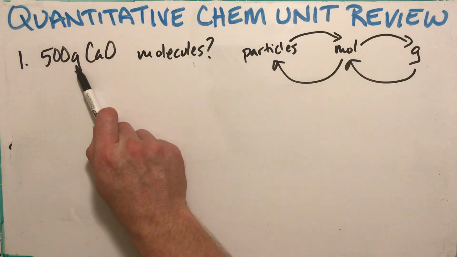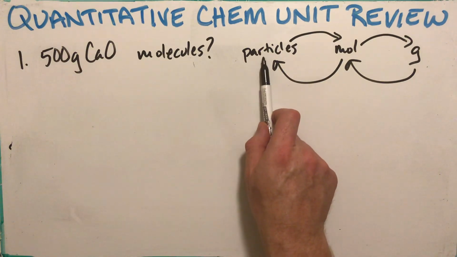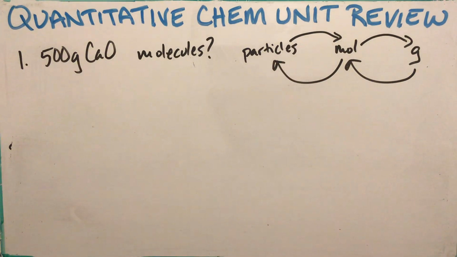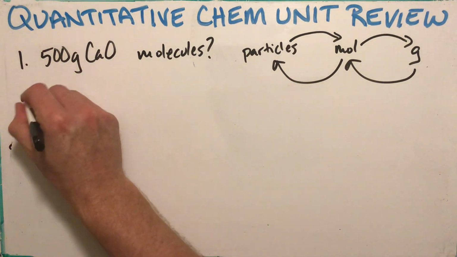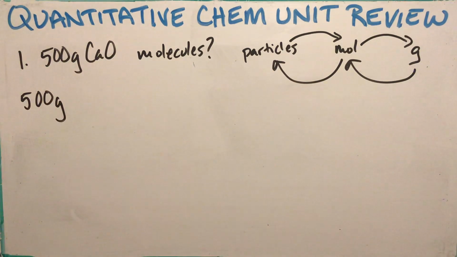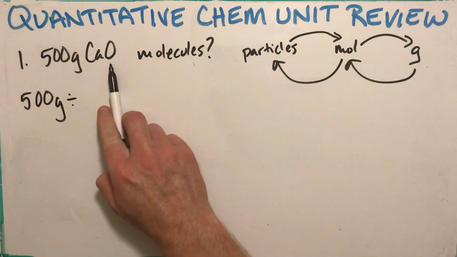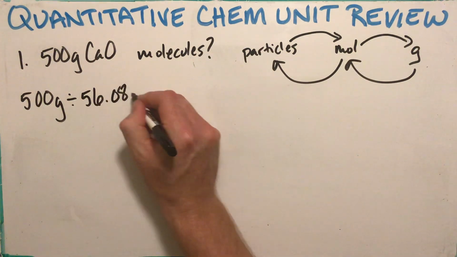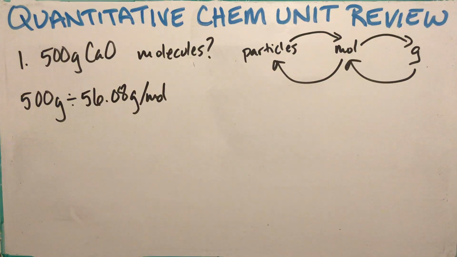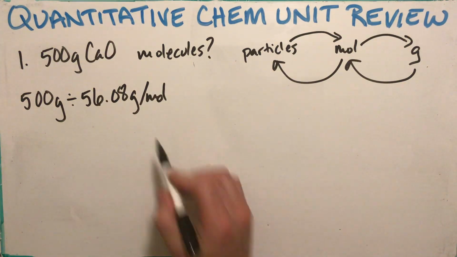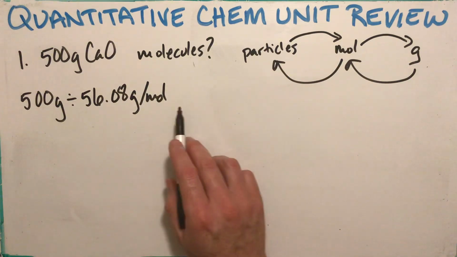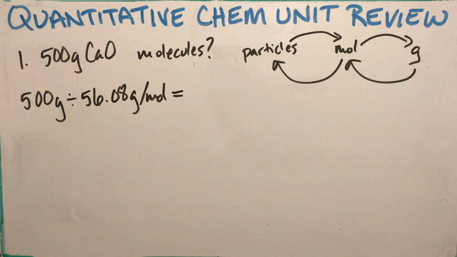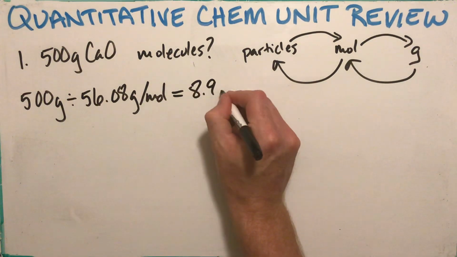So with this one, we're starting with mass, grams, and it's looking for molecules, which is a type of particles. Although I will not use that word, particles, in any of my calculations. So I always start with what I'm given. I have 500 grams, and I'm going to divide by the molar mass. That's where the periodic table comes in, and I will add the mass of calcium and oxygen together, and that's 56.08 grams per mole. I can just use a slash like that. It's the same thing as writing grams over moles. If you're typing this out tomorrow, just use a slash like that. It's quicker and easier. When I divide that out, I get 8.9 moles.